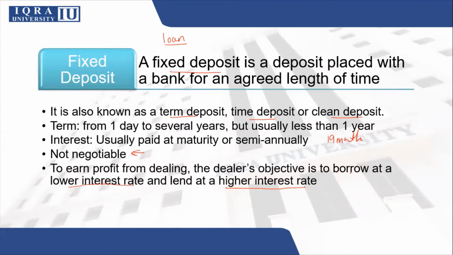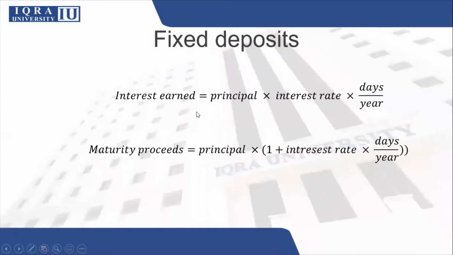Now let's look at some calculations. If you want to calculate the interest earned, it will be the principal amount multiplied by the interest rate times days over year. And if you want to calculate the maturity proceeds of the fixed deposit, it will be principal times 1 plus interest rate times days over year. So these are exactly the same formulas that you have just learned as well.